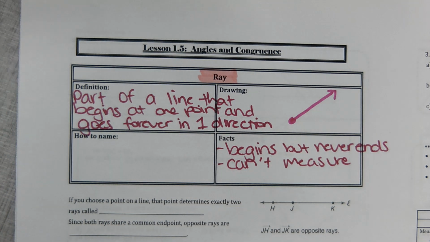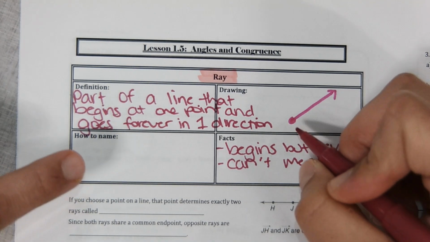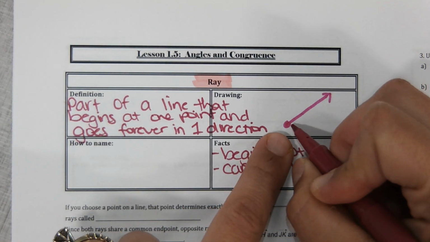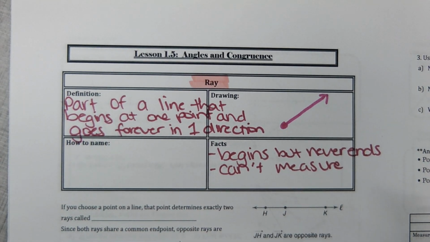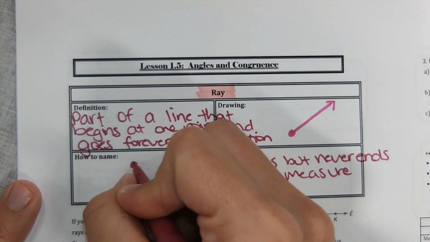Okay, so starting with a ray. A ray is part of a line, has a beginning point, and it goes on forever in one direction. It begins but never ends, and you can't measure it because it goes on for infinity. Now, how to name a ray, so you may have seen this on ALEKS already this week.